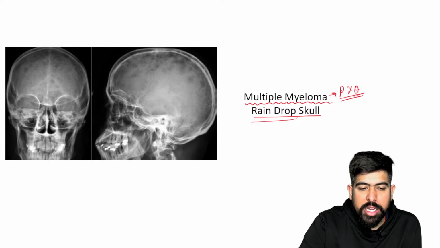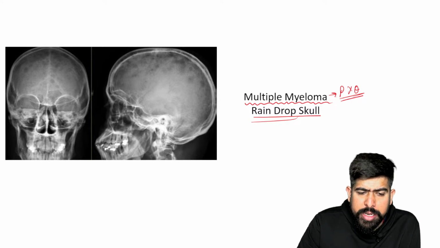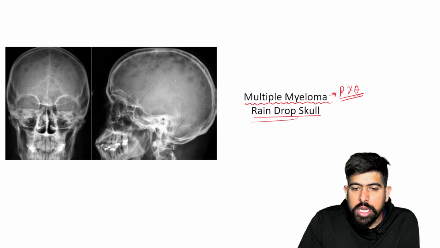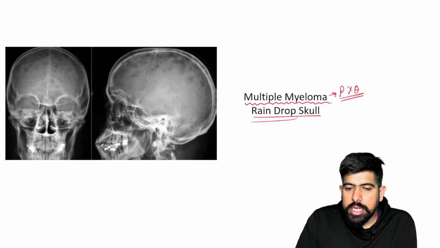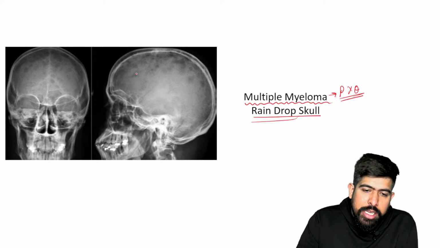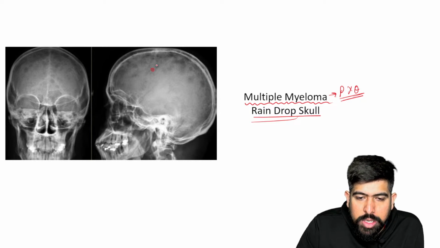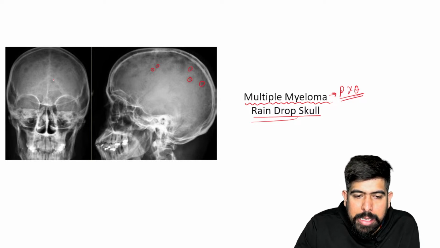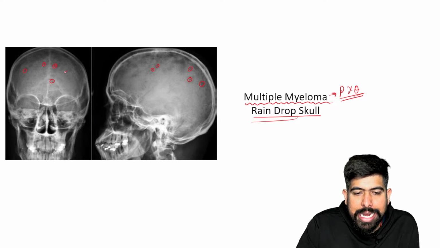Guys, please don't be confused with the salt and pepper sign. In the salt and pepper sign, there are total big black images seen, that is seen in hyperparathyroidism. Okay, here you can find punched out lesions. These punched out lesions are seen in multiple myeloma.